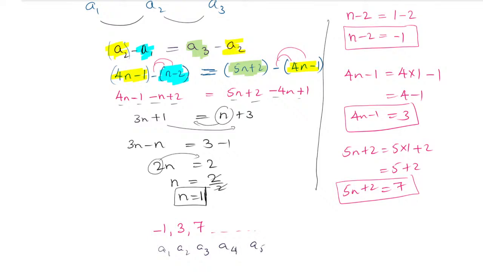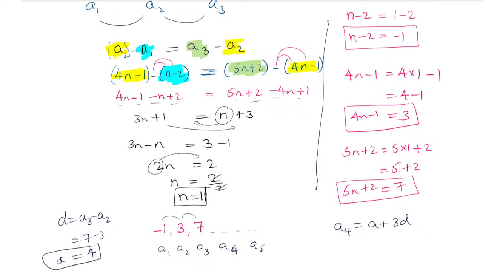Let us find for the A4. A4 can be found by, A4 is nothing but A plus 3d. First you find the difference, so you have to find the d value. So let us go for the d. D is nothing but subtract any one, that is 3 minus of minus 1 or 7 minus 3. So d value will become A3 minus A2 you can do. So it is 7 minus 3. 7 minus 3 is 4. So 4 is the d value.